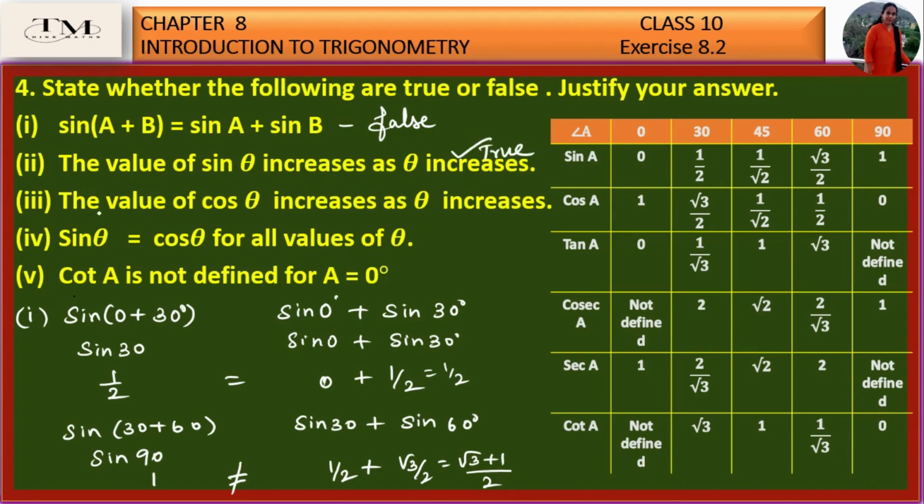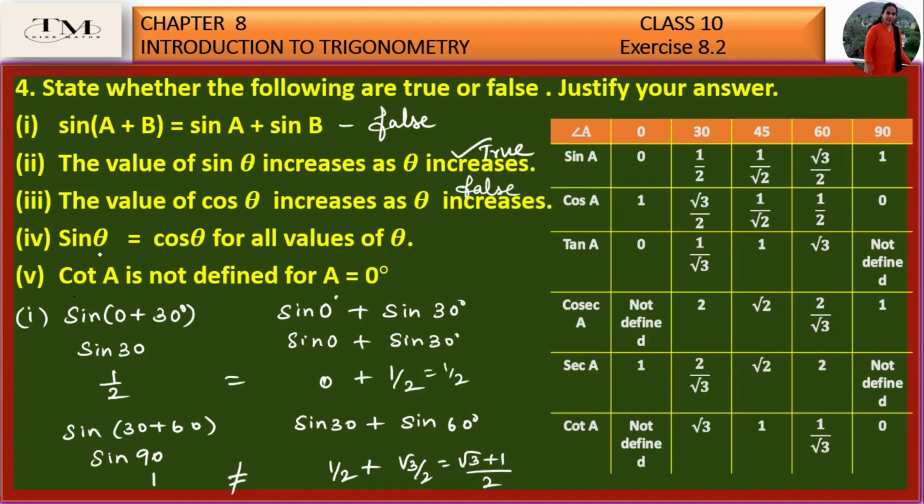Next, the value of cos theta increases as theta increases. So check the cos table. It is 1 to 0. So theta is increasing from 0 to 90, but the cos value goes from 1 to 0. That is, it is decreasing. So cos value is decreasing as theta increases. But it said the value of cos theta increases as theta increases. So this is false. The third one is false.